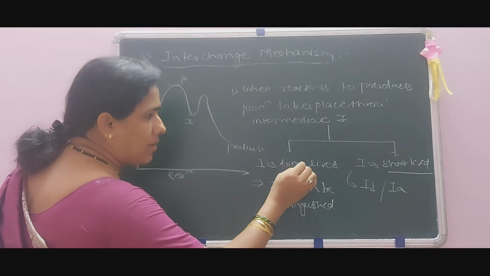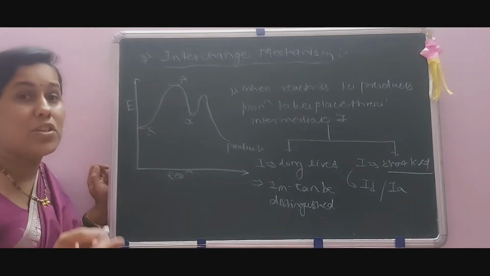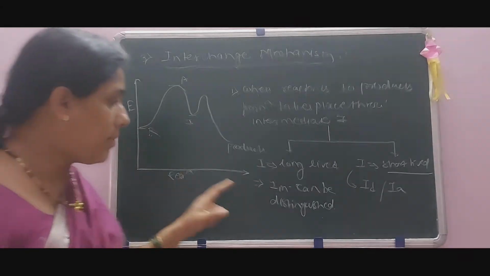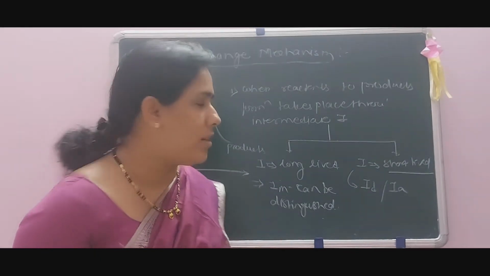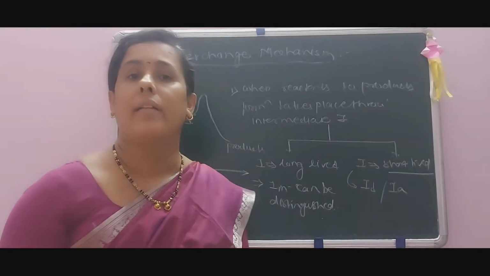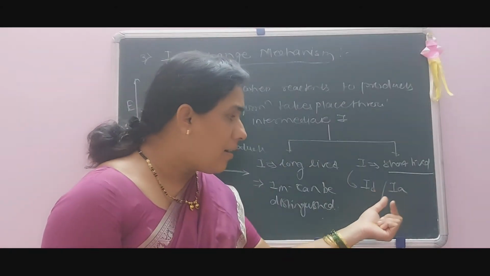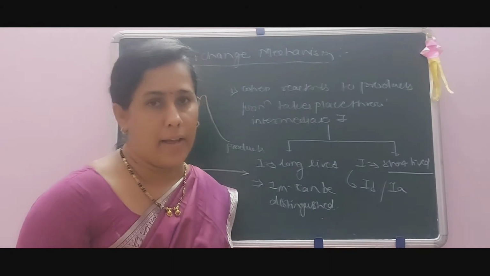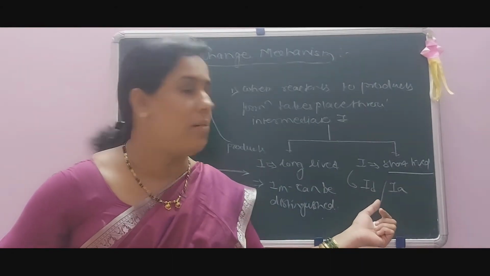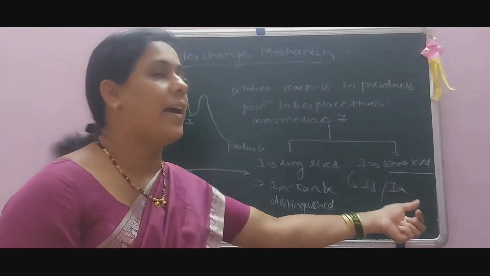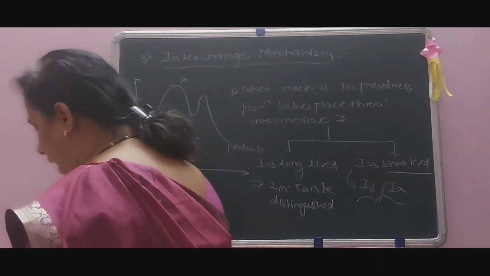Now in the reverse way, if the intermediate I is short lived, apparently it can be said to be an interchange mechanism. And if I is long lived, there will be a chance to distinguish whether it is an ID or an IA. That is, we can't distinguish between ID and IA here.